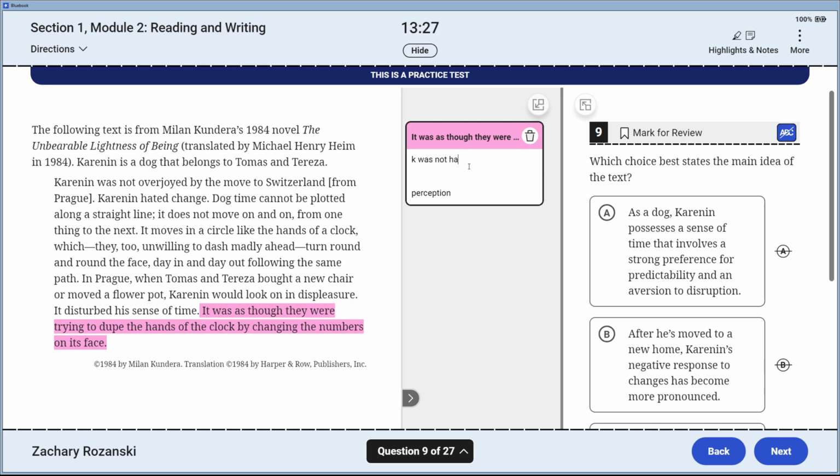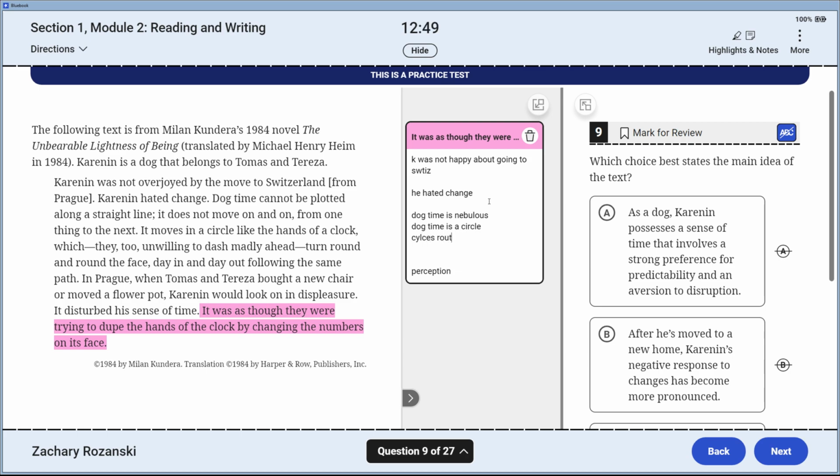Karenin was not happy about going to Switzerland. He hated change. Dog time cannot be plotted along a straight line. This is a dog, huh? Yeah, it's a dog. Okay. Dog time is nebulous. It does not move on and on from one thing to another. Dog time is a circle, which they too, unwilling to match. Who's they? It moves in a circle like the hands of a clock, which they too, unwilling to dash madly ahead. Oh, they are the hands of the clock that turn round and round.